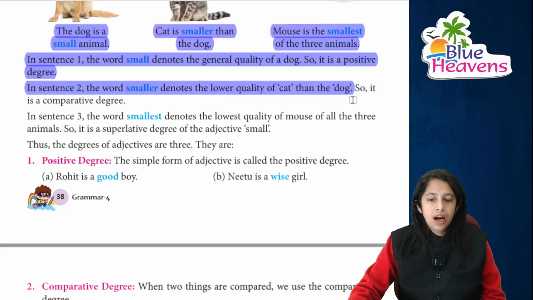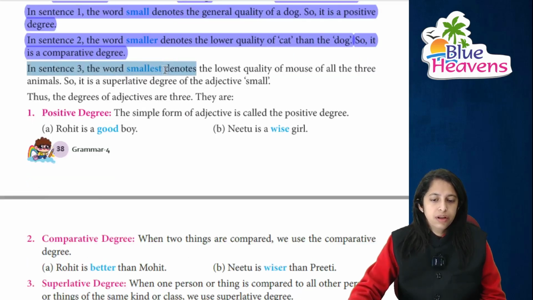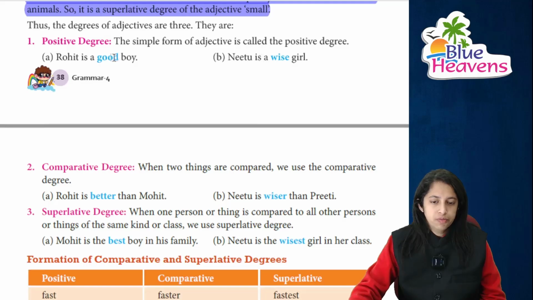So it is a comparative degree, right. And in sentence 3 the word smallest basically denotes the lowest quality of mouse, the smallest quality of all the 3 animals, so it is a superlative degree of the adjective small, right.